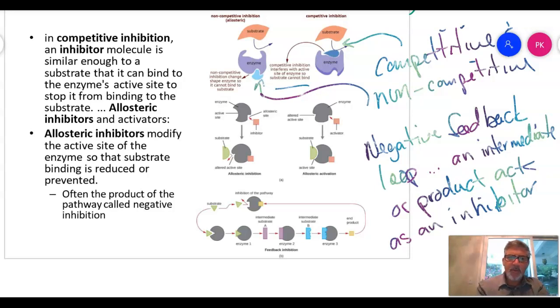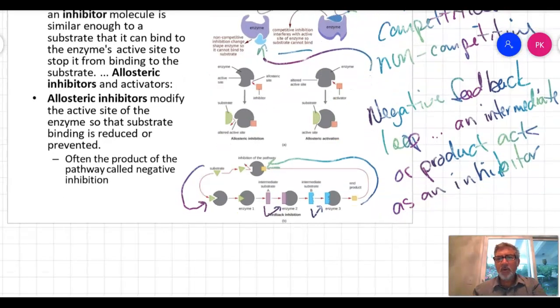So if we have this pathway right here, so I have a substrate that binds to an active site, right? So I have an intermediate substrate here, right? So if this activates my next enzyme, I have another intermediate substrate, it activates my enzyme 3, and then this product then goes and changes the active site of the enzyme so it can't make the process happen again. Because remember, the enzyme's free to work again.